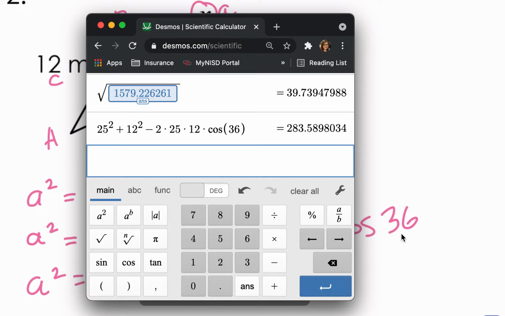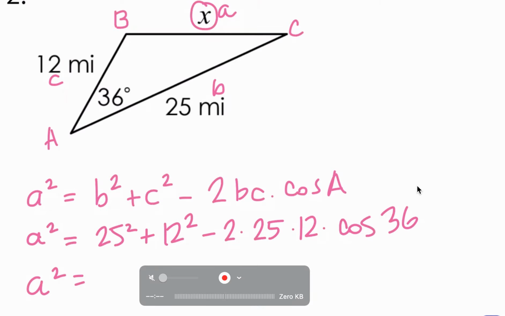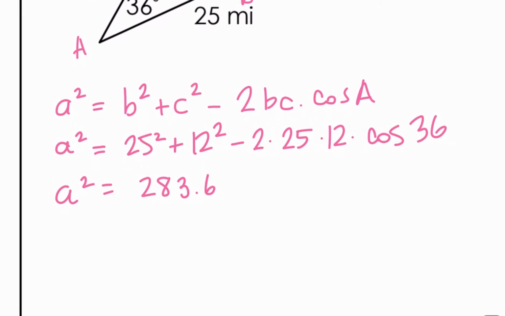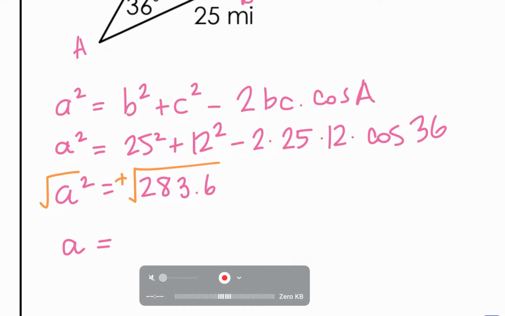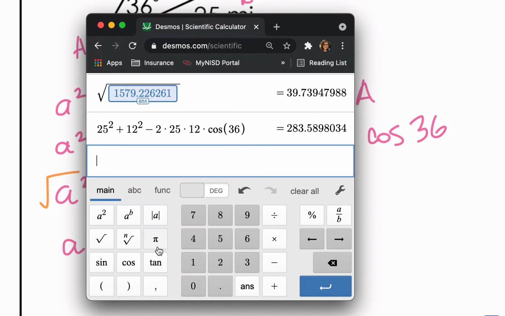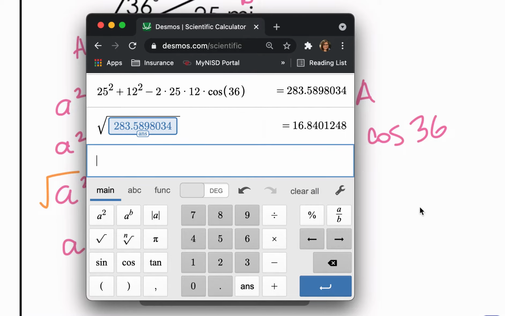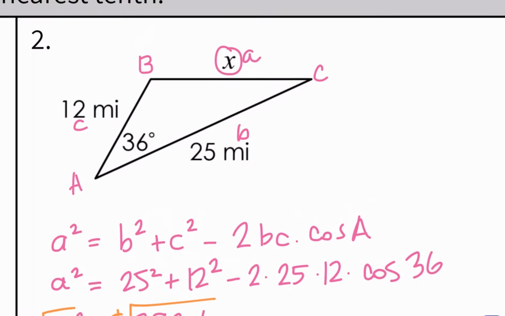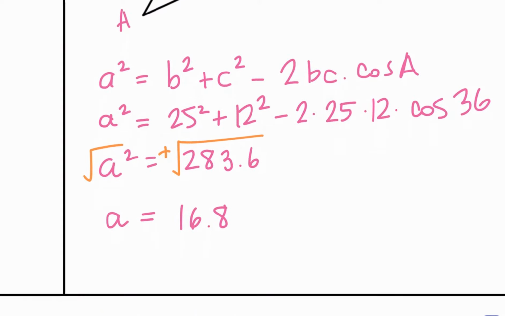Okay, so I get 283.6. Okay, but that is a squared. I want just normal a. So I am going to have to take the square root of both sides. And like we said before, it's automatically going to be positive because it's length. It has to be a positive number. So back to my calculator, and let's do square root of answer. And that gets me 16.8. So the length of that missing side is 16.8. They are measuring in miles, so 16.8 miles.